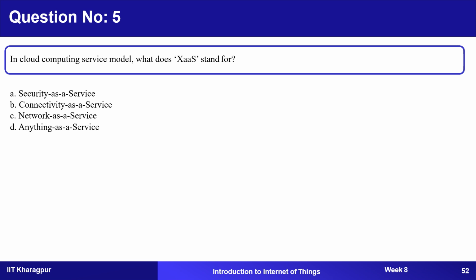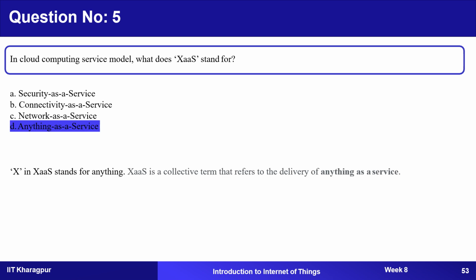So the correct option for this question is anything as a service. So X in XaaS stands for anything. XaaS is a collective term that refers to the delivery of anything as a service, that is infrastructure, software and platform. So it is the collective term which is used for everything or anything as a service.